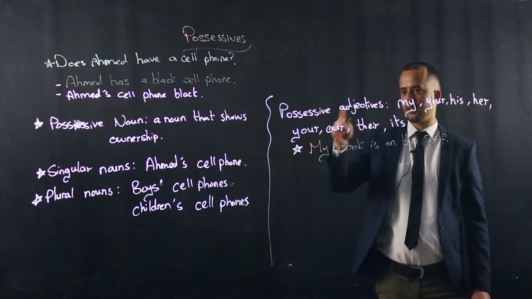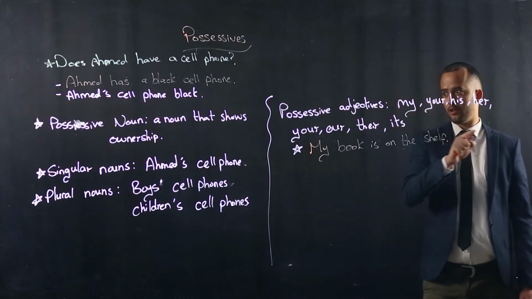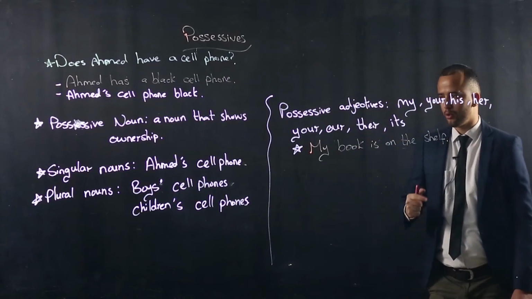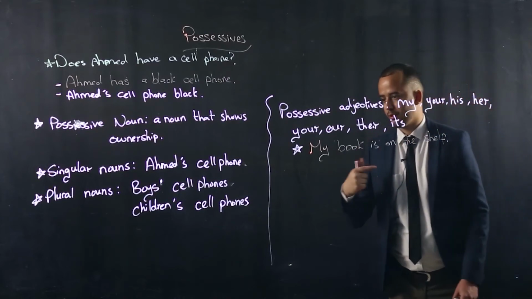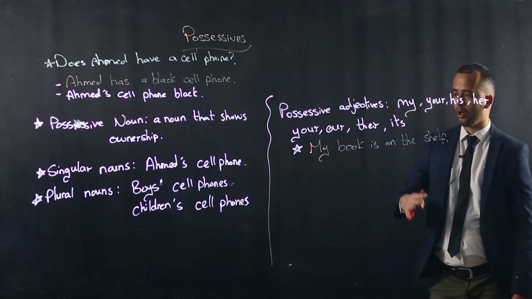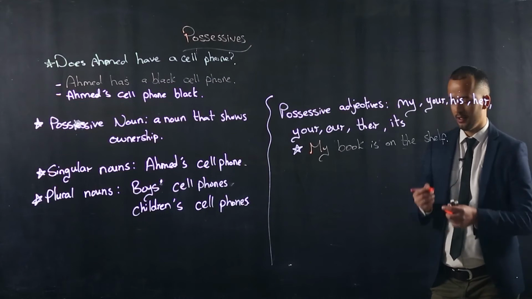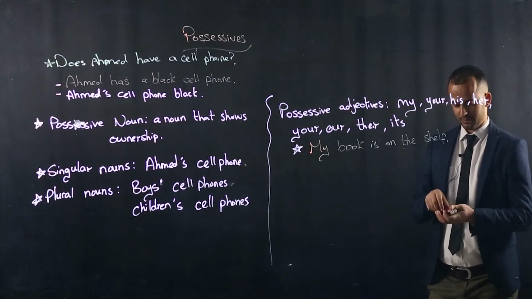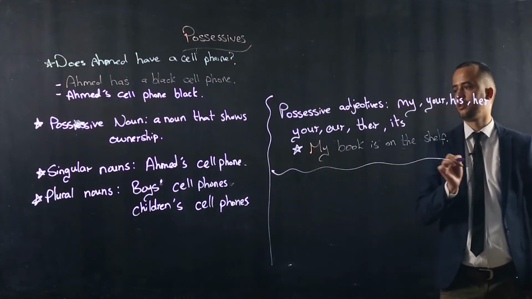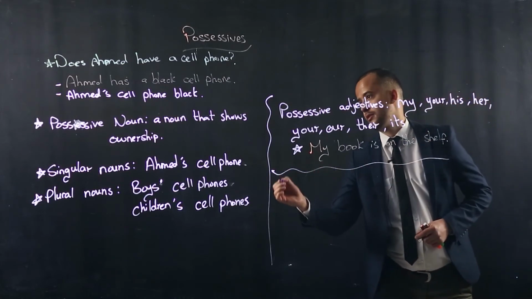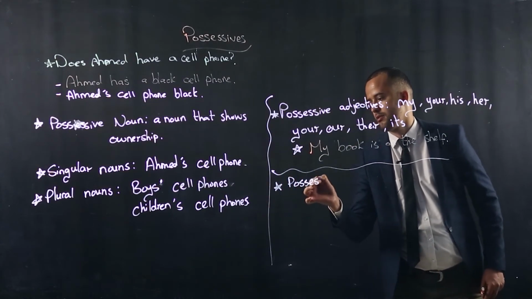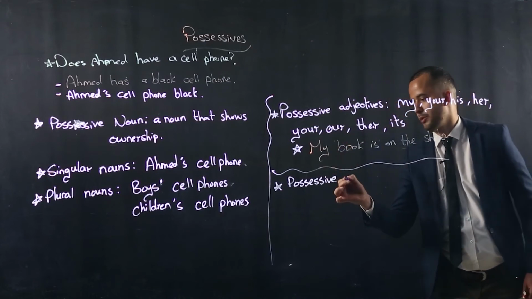So you can use possessive adjectives like my, your, his, her, your for plural, our, their, and its to show ownership, or to say that something belongs to another thing, or belongs to someone, okay? Great. Now, let's move to the third part of our lesson, which is the possessive pronouns.